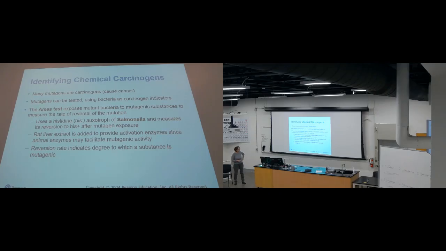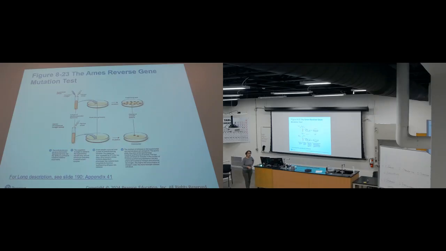In this case, you will have this positive test. So the reversion rate indicates the degree to which a substance can be mutagenic eventually. So here we have this example. Two cultures are prepared of Salmonella bacteria, in that they have lost the ability to synthesize histidine, so they will become histidine dependent.